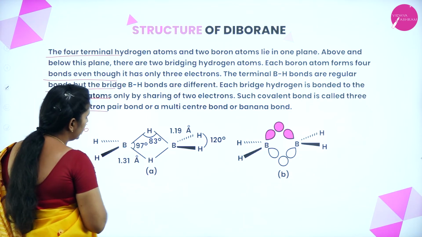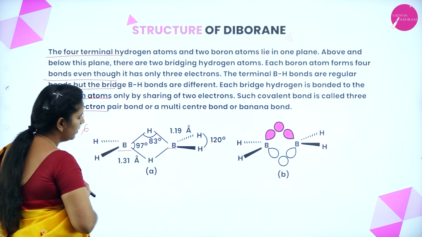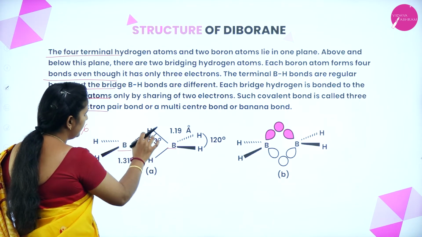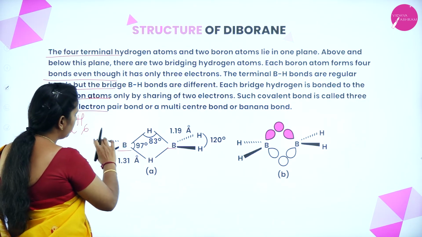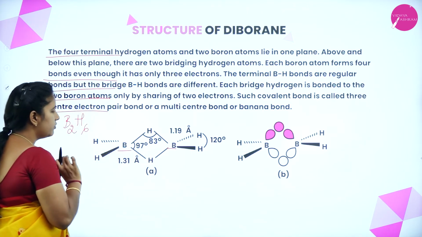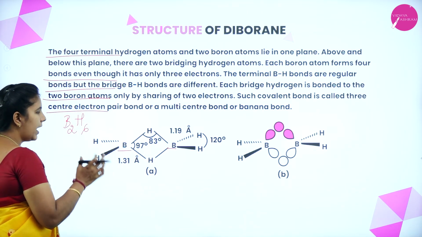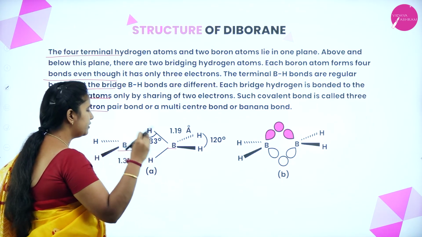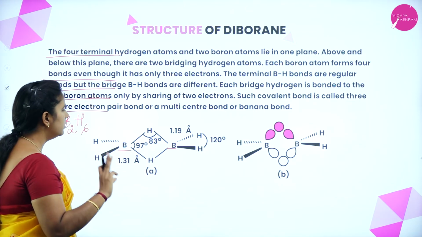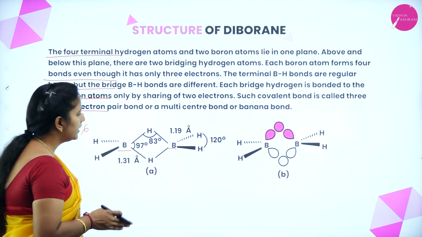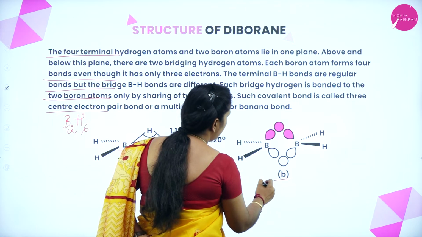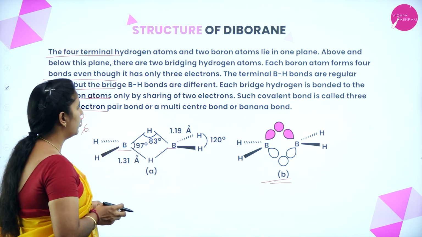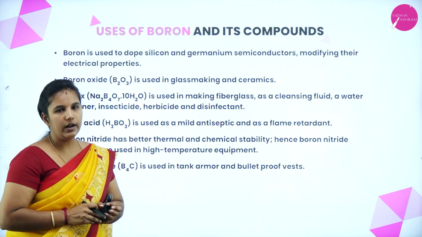You can see that in diborane there are 2 boron atoms bridged by 2 hydrogen atoms, and there are 2 terminal hydrogen atoms on each boron. Even though boron has a valency of 3 to accept electrons, it forms this structure of a banana, which is also known as the banana bond.